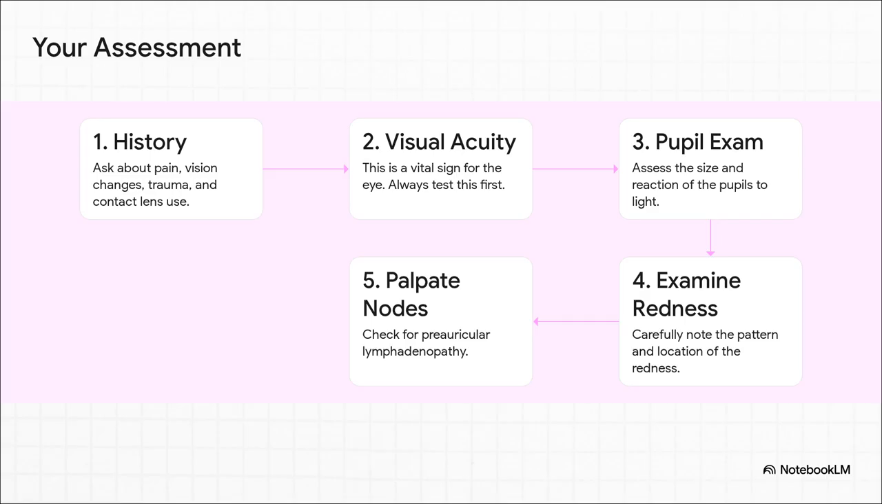Then when you start your exam, the first thing you do is visual acuity. Always. Think of it like a vital sign for the eye. After that, check the pupils, take a close look at the pattern of the redness, and feel for any swollen lymph nodes right in front of the ear. This simple structure will help you cut down that huge list of possibilities right from the start.